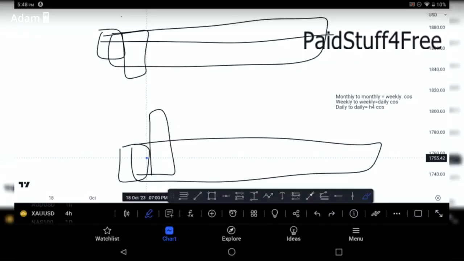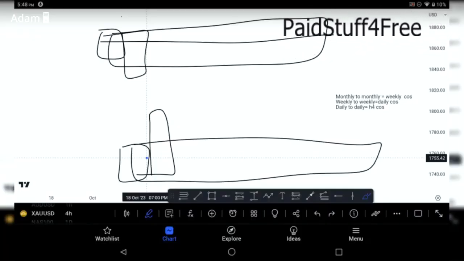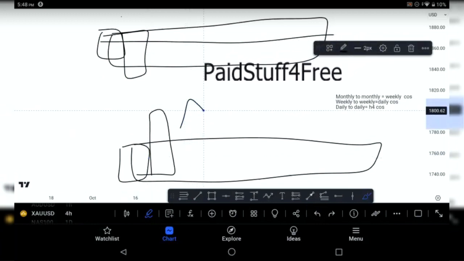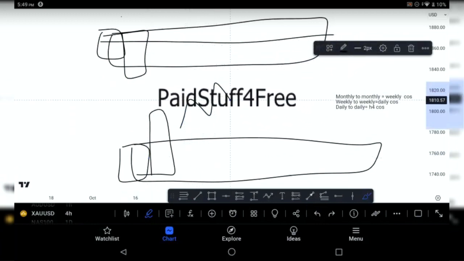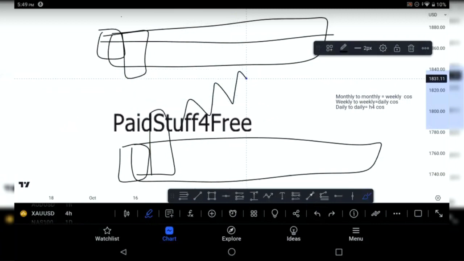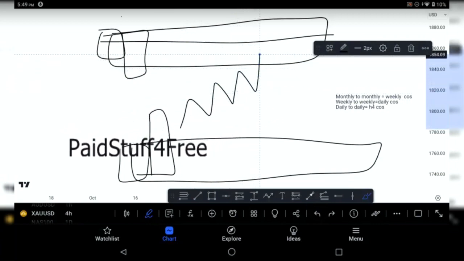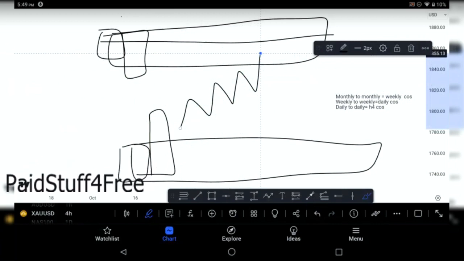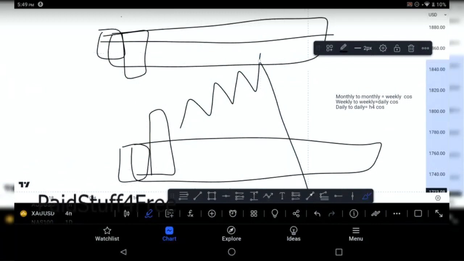I need a weekly change of storyline. Now, this is how price is approaching my monthly sell zone on a weekly time frame. Is buying. Market is bullish on a weekly time frame. Now, this is the first time market tapped into this monthly sell zone. Now, if price has to come down here, this leg has to fail.